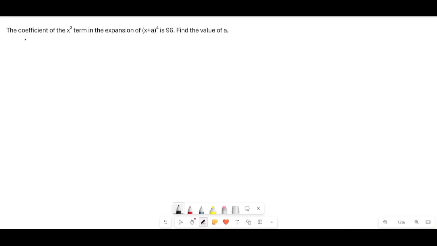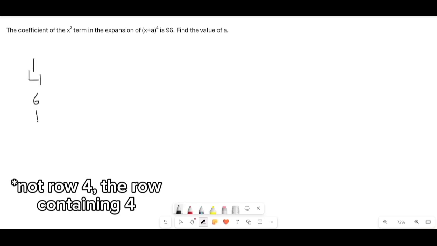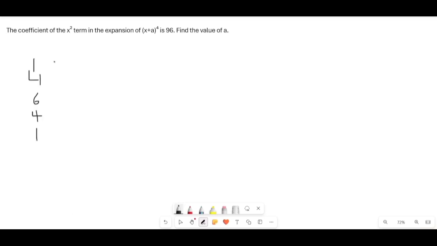So here we have: the coefficient of the x squared term in the expansion of (x + a) to the power of 4 is 96. Find the value of a. What we're going to do, because that's a 4 here, is write out Pascal's triangle row 4. And now we're going to keep going down until we find that x squared term. We found the x squared term, so we can basically ignore everything else.